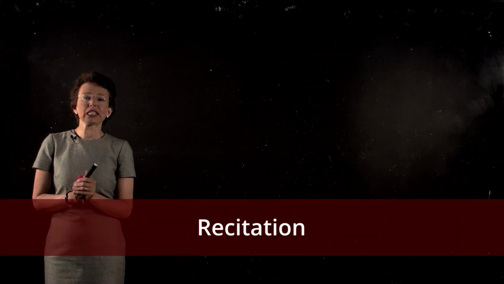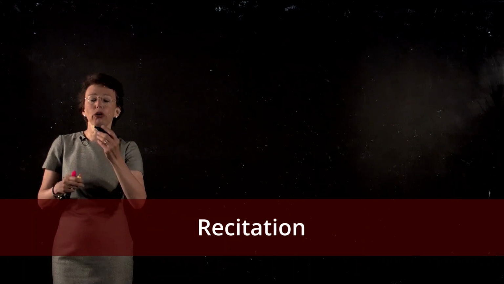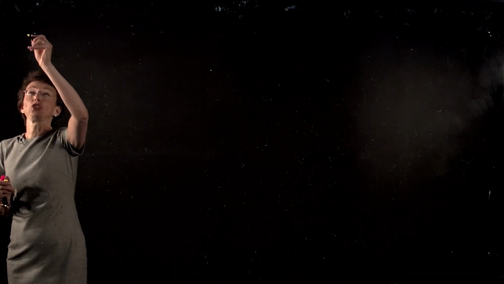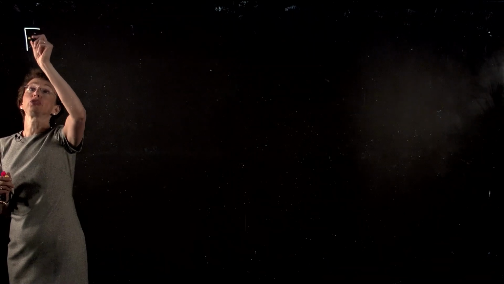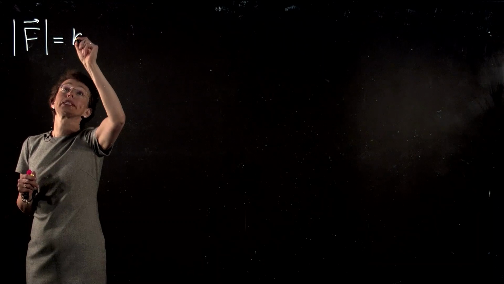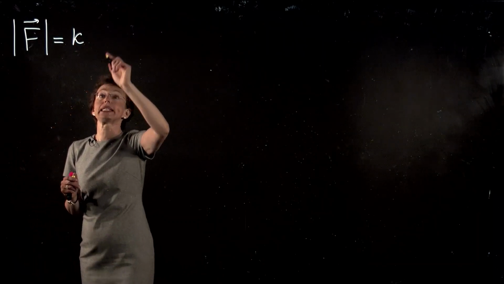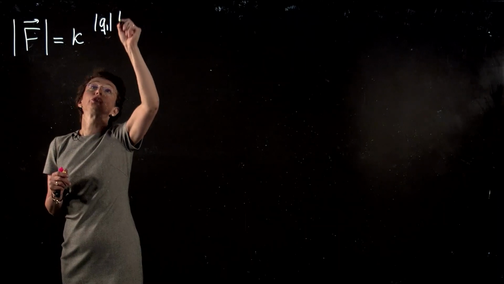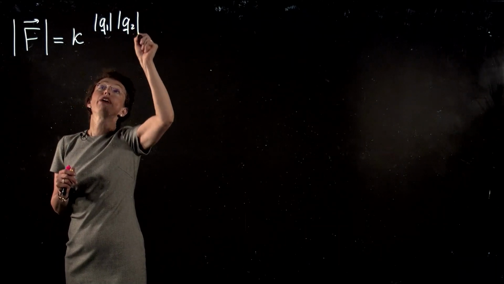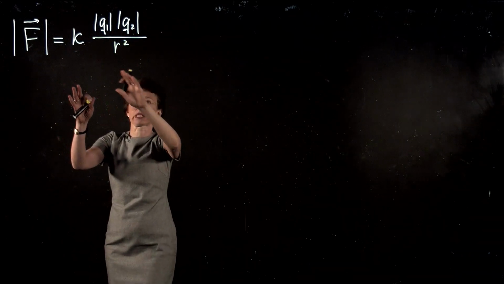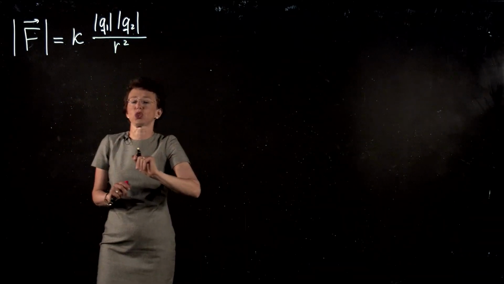This is our first recitation, and today we will talk about Coulomb's law and principle of superposition. According to Coulomb's law, the magnitude of force between two charged particles is equal to constant k that depends on the unit system, and then magnitude of charge 1, magnitude of charge 2, divided by distance between them squared, and this force is along the line between these two charges.